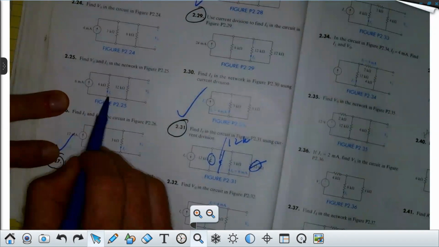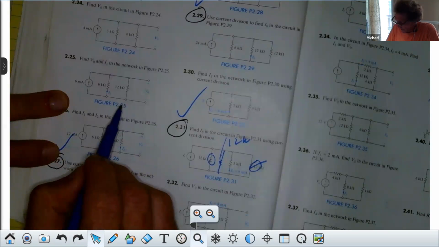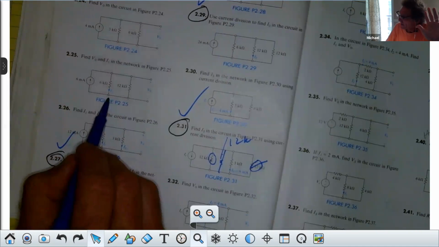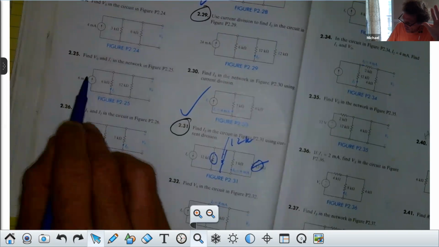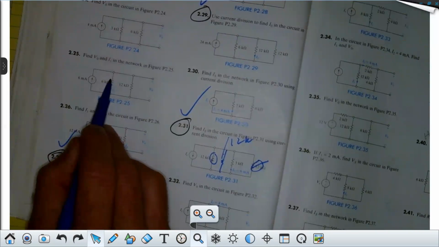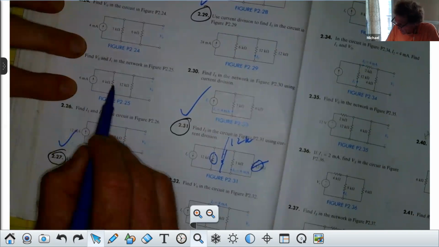And they want I1. Now I'm going to show you something about this that's going to make it a lot easier. First, y'all see we can use current division to get I1. We have 2 resistors in parallel and a current going into the parallel combination, correct, class? Current division says take the current flowing into the actual parallel combination.